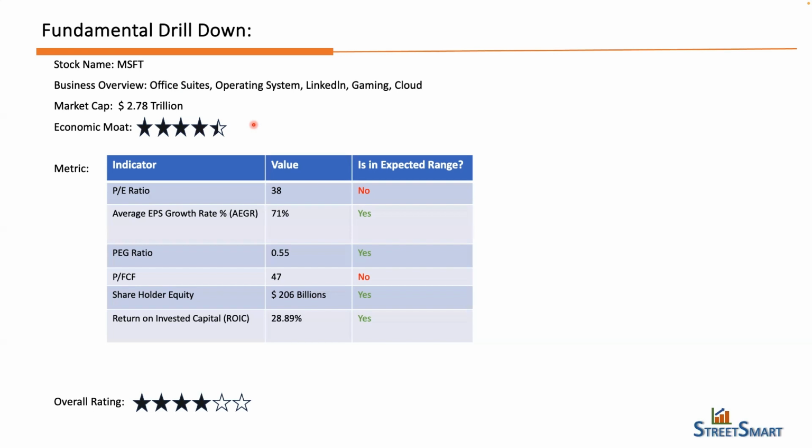And for the metrics, if we see, it passes or meets the expected range for 4 of the metrics out of 6. The 2 metrics where it doesn't meet the expected range are the P/E ratio, that is the price to earnings ratio, which is 38, too high. That means if you buy the Microsoft stock based on today's or recent earnings, you would be paying 38 times the earnings. And price to free cash flow is also very high, 47. So overall we would give 4 stars out of 6.